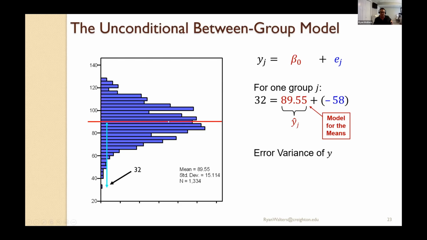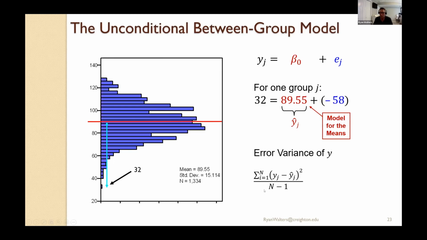Every single observation within this distribution has a residual value. So we only focused on this one person with a value of 32. But we're going to find, basically, again, the mean. We're going to get the deviation for each one of these observations. We're going to square them. We're going to sum them.